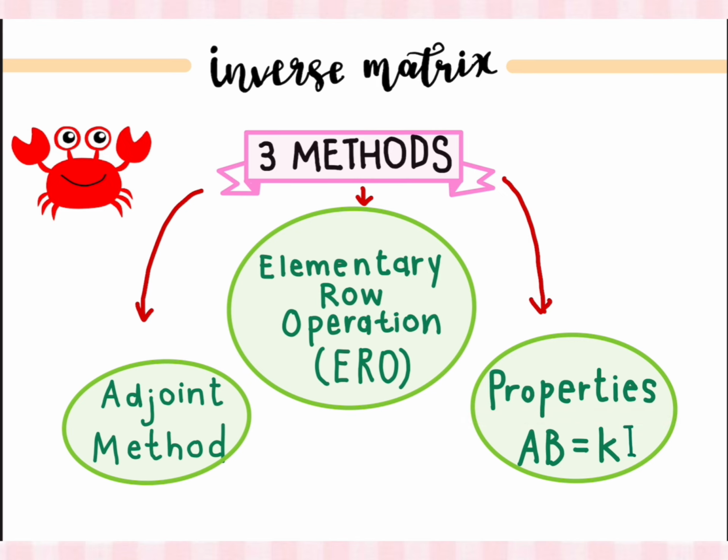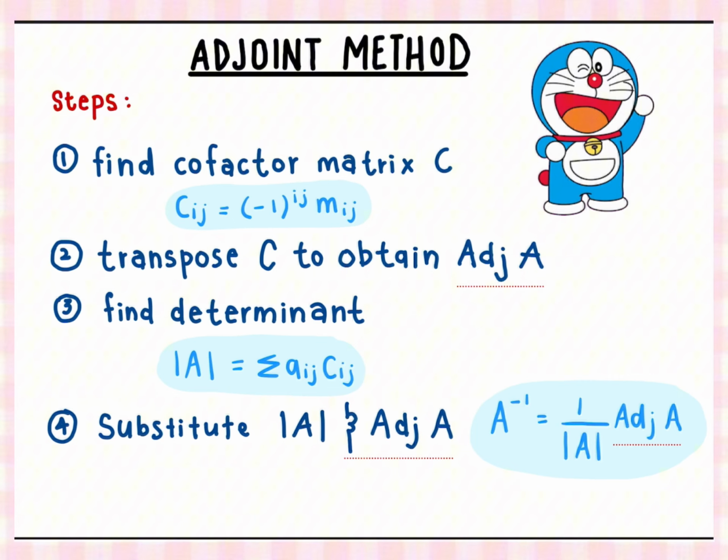So let's see the overview of our adjoint method. The adjoint method consists of 4 important steps. The first step is to find the cofactor of the matrix. The formula is Cij equals (-1) to the power of i+j times minor Mij. i refers to the row while j refers to the column.